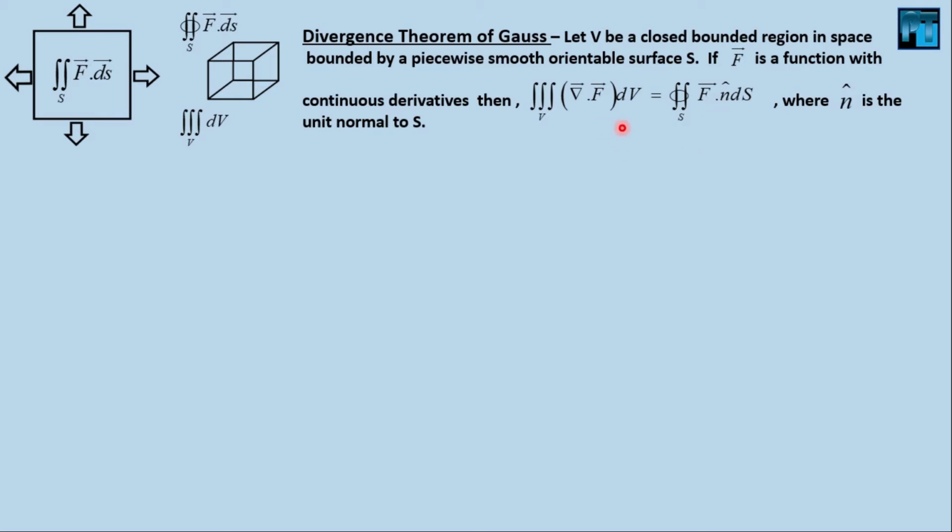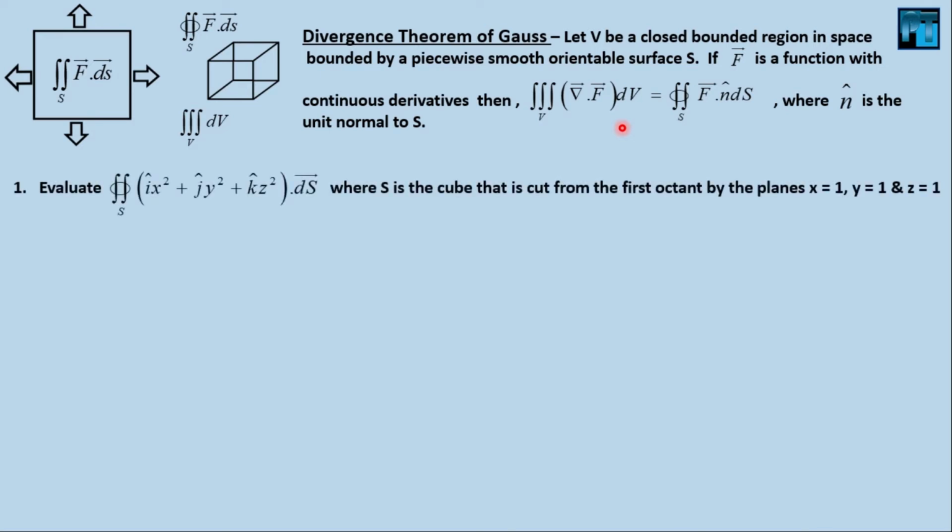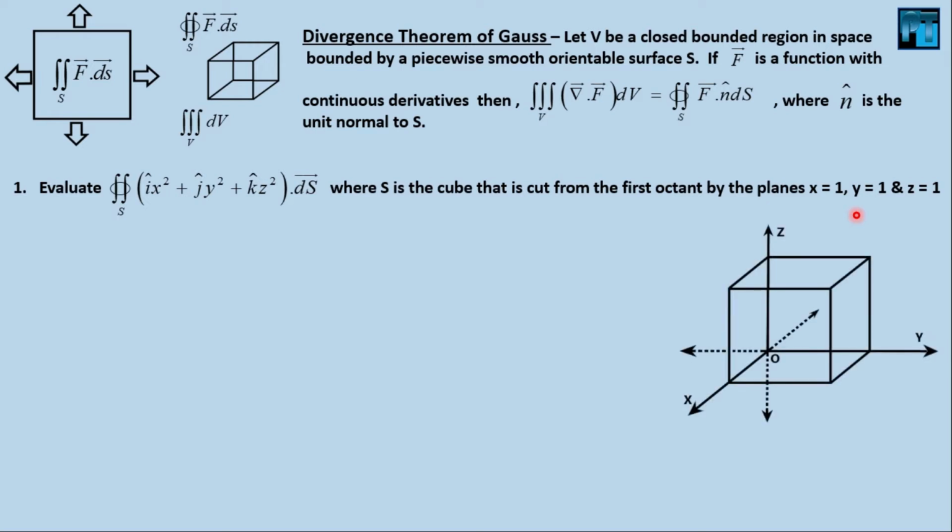Okay, let's proceed to our first problem. Evaluate this surface integral where S is the cube that is cut from the first octant by the planes x equals 1, y equals 1 and z equals 1. Now visualize the cube. The cube is this thing. Now remember one thing, you don't have to draw the cube to answer the question. I have drawn it only to visualize the cube, only to give you the concept of the cube.